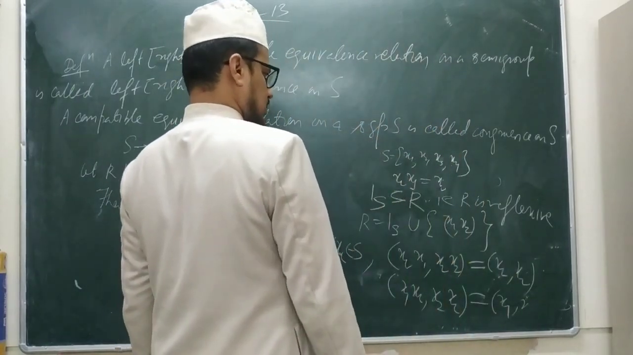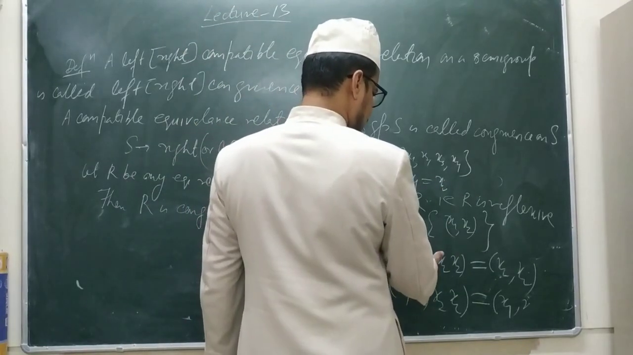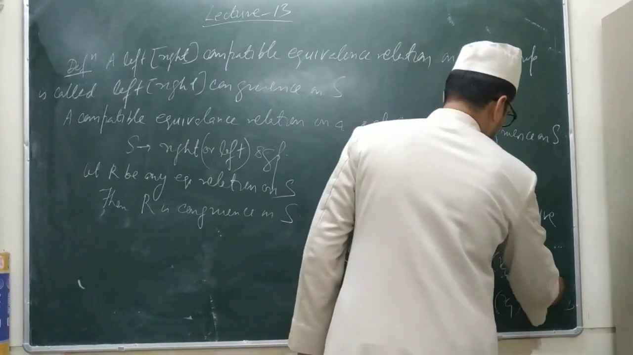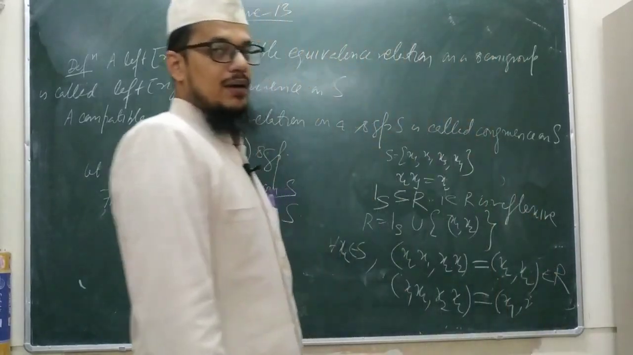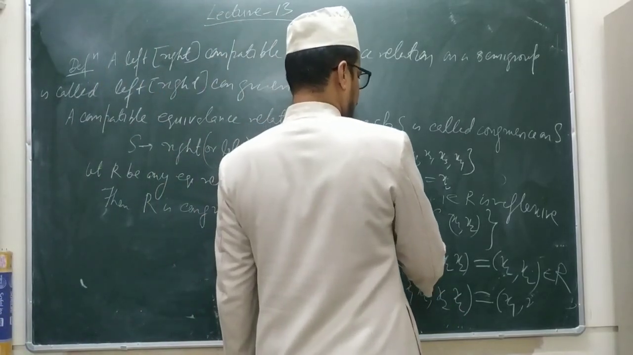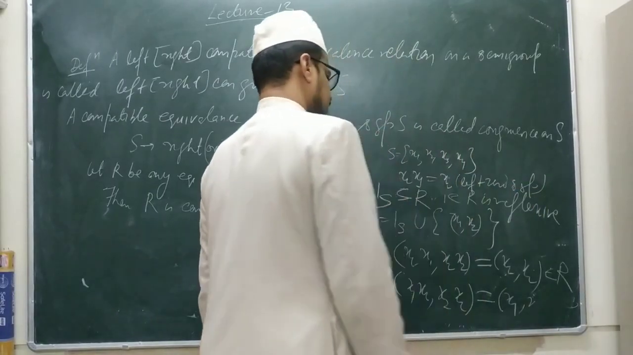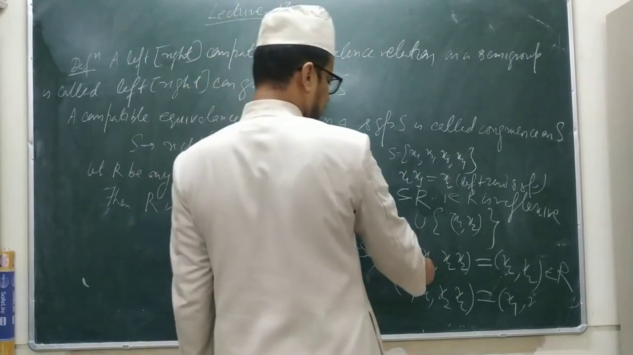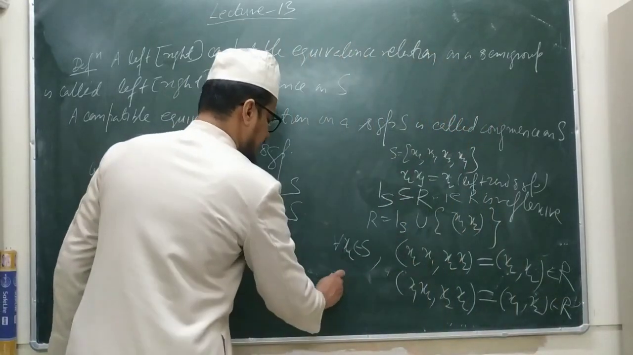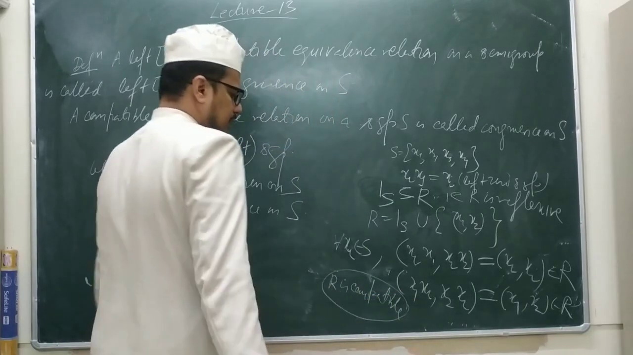We have taken a left zero semigroup, that is xi xj is xi. So here xi x1 is xi, xi x2 is xi. So (xi, xi) will go where? In R. Why? Because R is reflexive. So it means that this is a left zero semigroup, correct? So a left zero semigroup is also left compatible, and also right compatible. So such R is compatible.